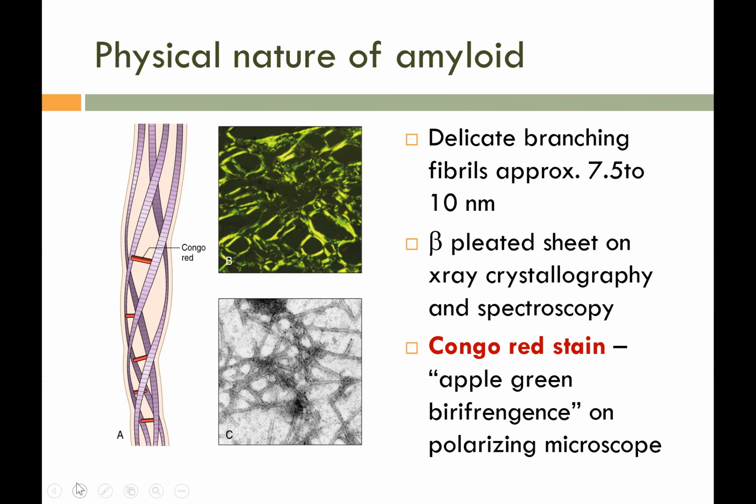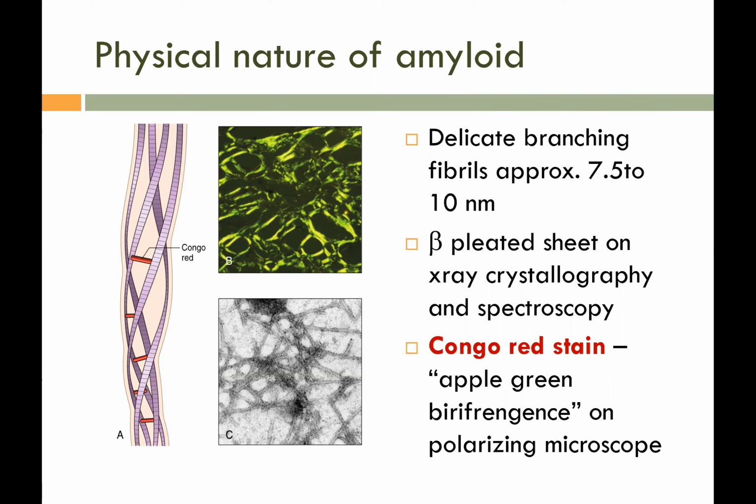So, amyloid. Basically, there are around 20 different proteins which can aggregate to form amyloids. By electron microscopy, all types of amyloid usually have a diameter of approximately 7.5 to 10 nanometers. You can do X-ray crystallography and infrared spectroscopy. Spectroscopy would reveal the characteristic beta-pleated sheet configuration.